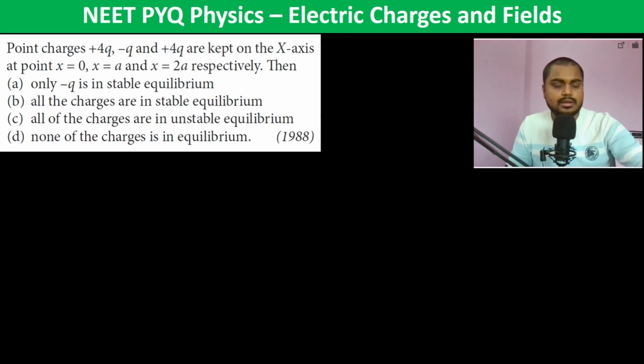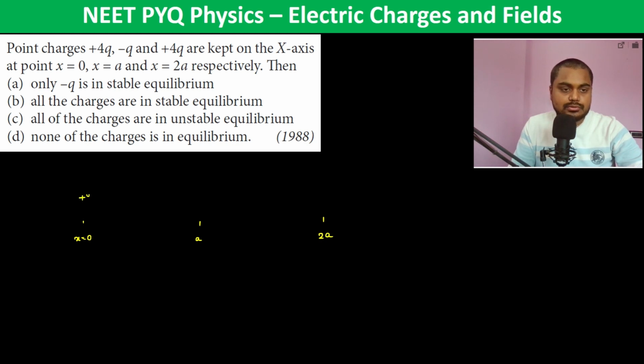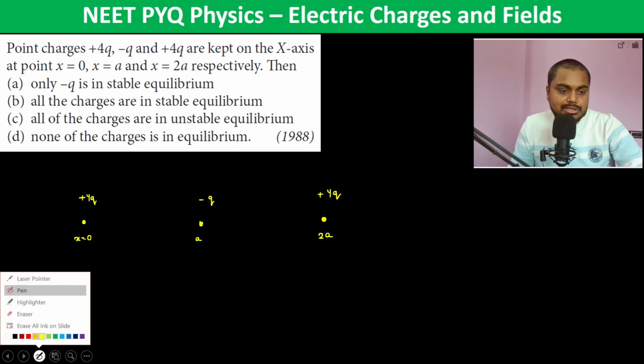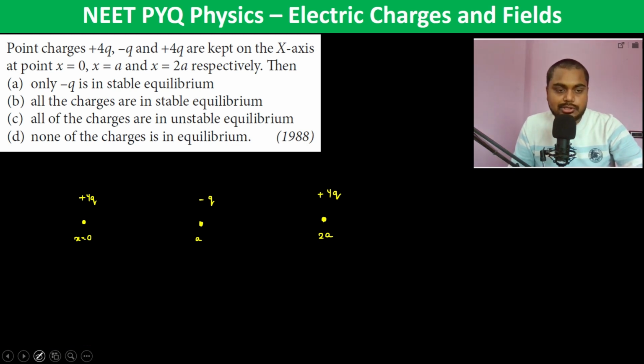Thank you. Point charges plus 4q. Okay, so this is x equal to 0, this is x equals a, and this is x equals 2a. So plus 4q is kept here, minus q is kept here, and plus 4q is kept here. Then okay, now we have to find out what type of equilibrium is there. Okay, fine. So if we can see, all the charges are going to be actually in equilibrium.